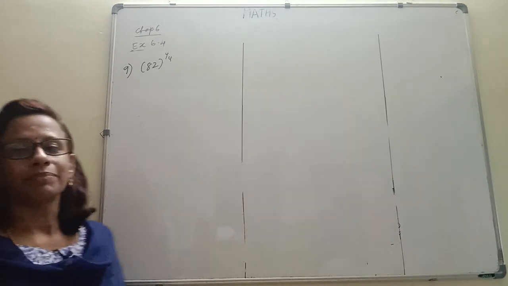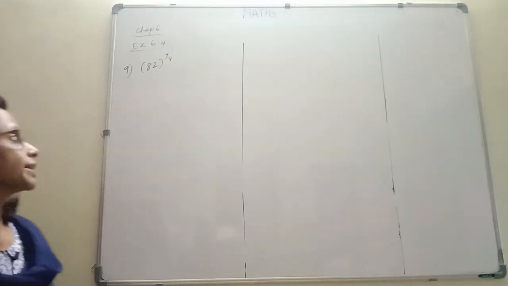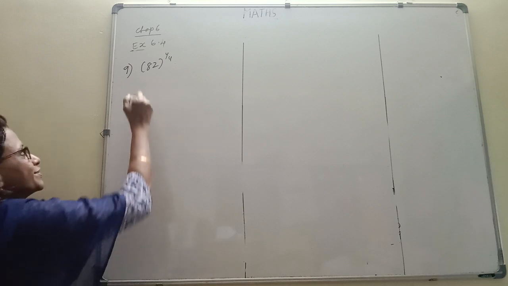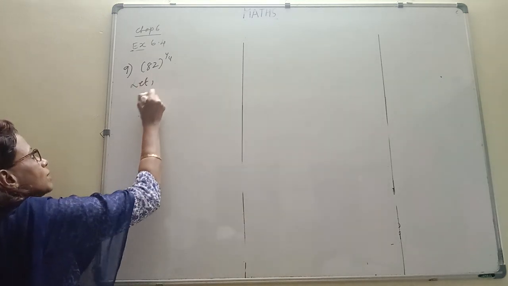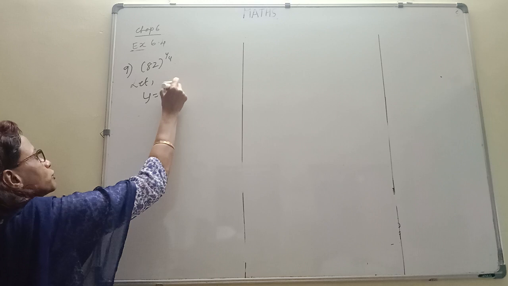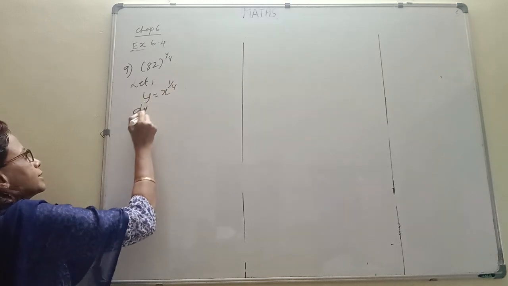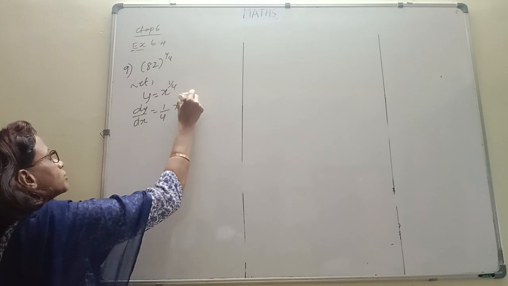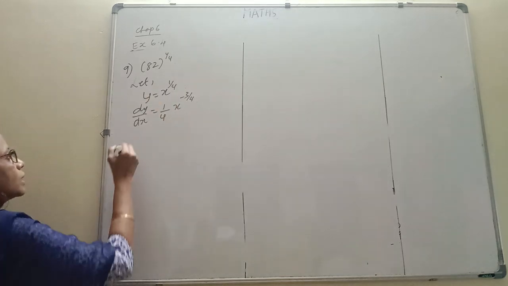Yes, we are back with the next video, and here we are taking up problem number 9, which says 82 raised to 1 by 4. As usual, let's start with y. y is x raised to 1 by 4. We just saw in the previous problem that dy by dx is 1 by 4 x raised to minus 3 by 4.